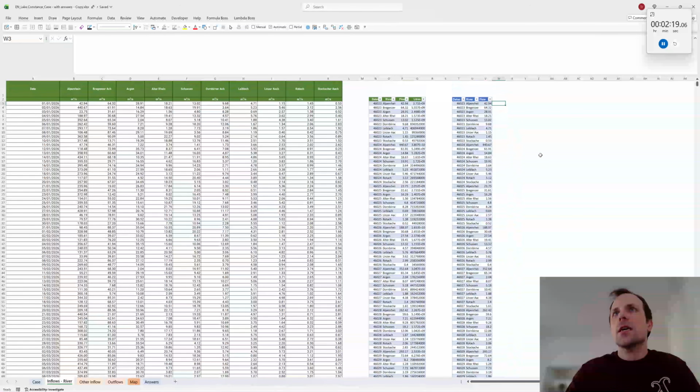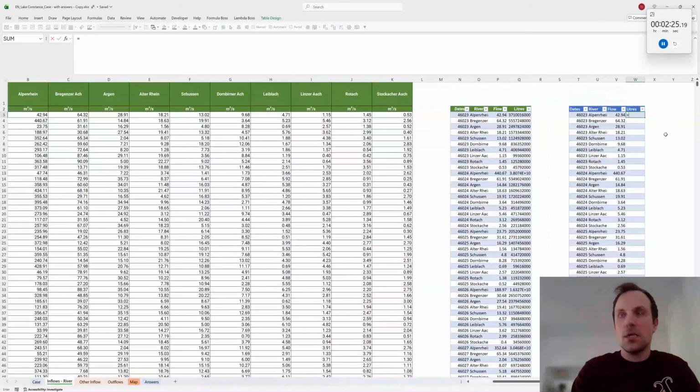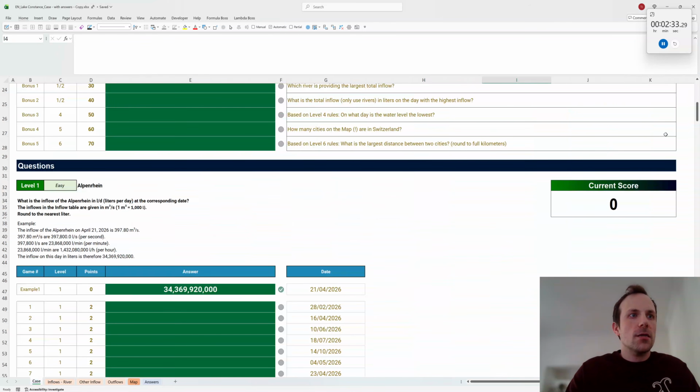And then I'm going to re-add my litres field here. Sorry, I'm a bit zoomed out, but that's the nature of it. Multiply by number of seconds in a day, multiply by 1,000. Okay. So that should be all the data I need for the first few questions.